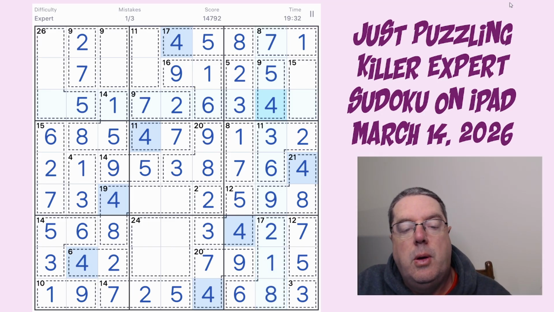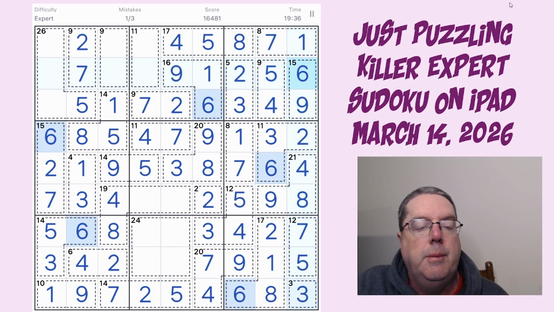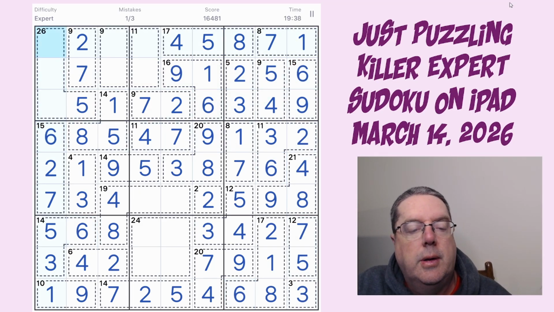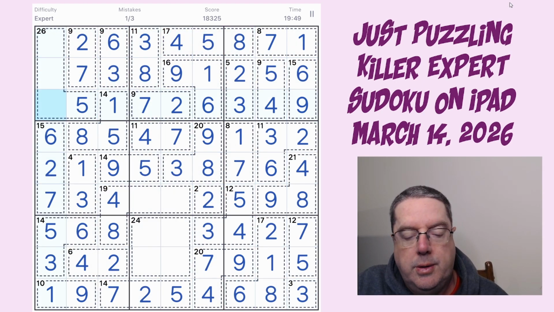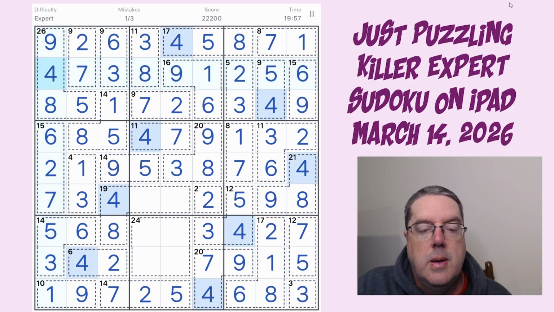Good on your maths. 9 comes across here, so this is a 9, leaving this to be a 6 to add up to 15. 6 comes up here, 6 comes across here, so this is a 6 here, leaving this to be a 3. 3 comes across here, so this is a 3 here, leaving this to be an 8. 8 comes across here, so this is an 8 here. 9 comes across here, so this is a 9 here. That leaves this with a 4 to finish off that row.